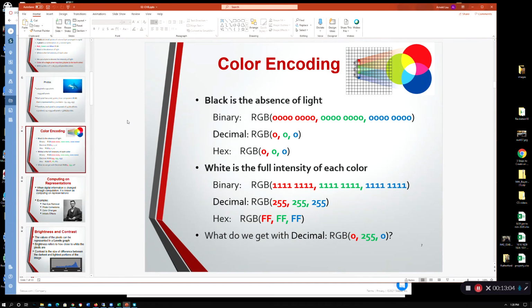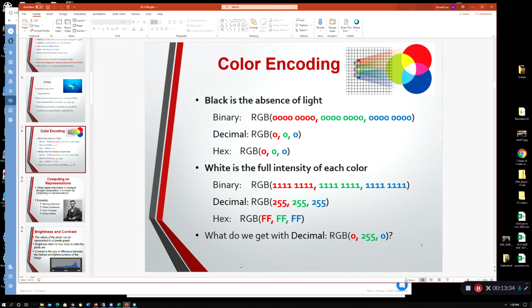Okay. Remember what I said before, black is the absence of light, so that means it's zeros all the way across. Whereas the opposite, white, is the full intensity of color, so it's ones all the way across. And remember for decimals, that translates into 255. And then this is the hex representation.